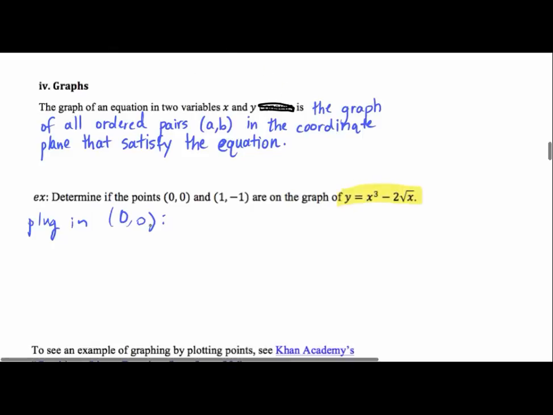So x and y are both 0, so does 0 equal 0 cubed minus 2 times the square root of 0? All right, 0 cubed is 0. What's the square root of 0? Also 0, so we do get 0 on the right also. So that one works. Okay, so the point 0, comma 0 is on the graph of that equation.